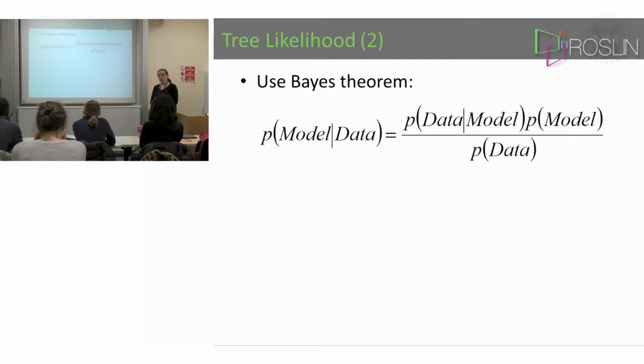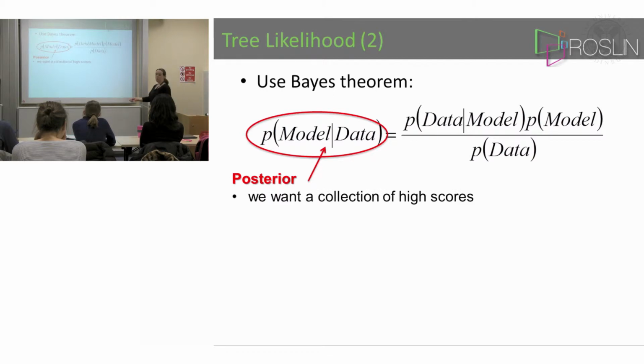The Bayesian part, in order to calculate the probability of our tree given our sequences, is done using Bayes' theorem. This is what we want to calculate: the probability of our tree given our sequences, the probability of the model given the data. This is called the posterior, and this is the thing that we want. If we want a high score or a collection of high scores, this is what we're aiming to get. However, we can't calculate this directly.